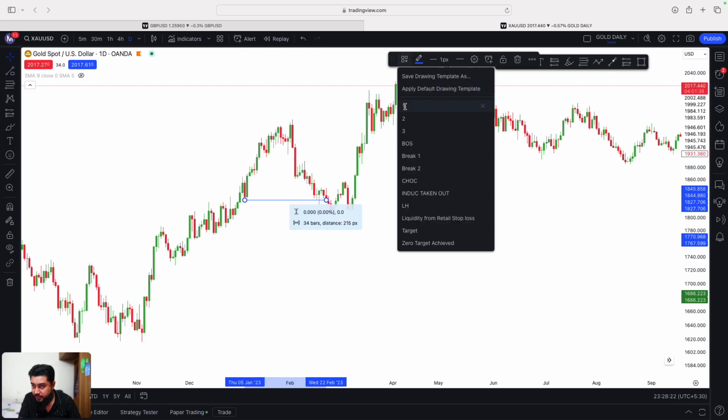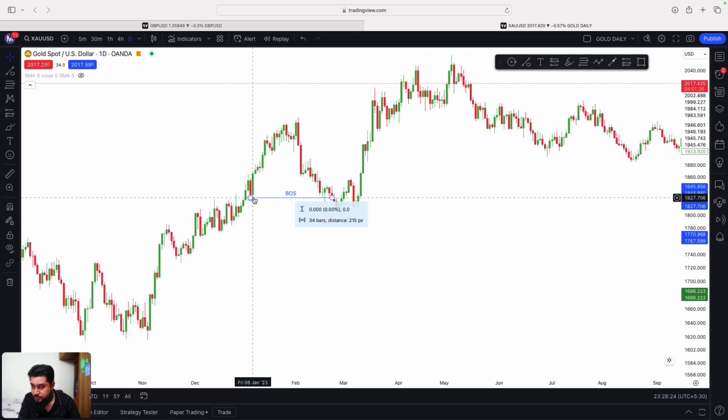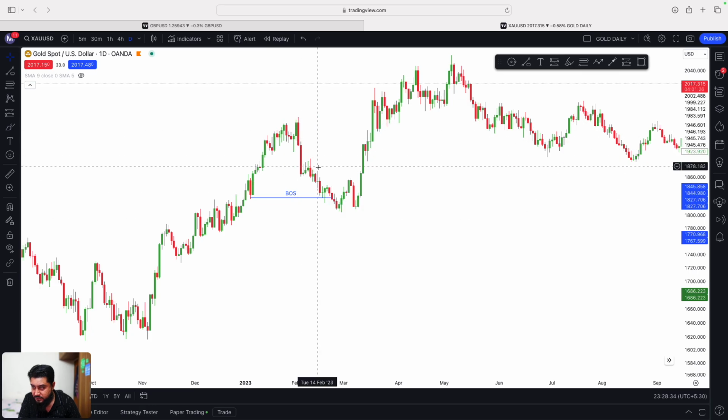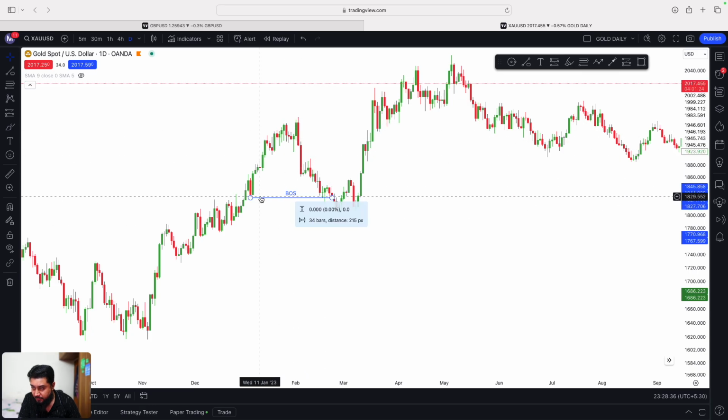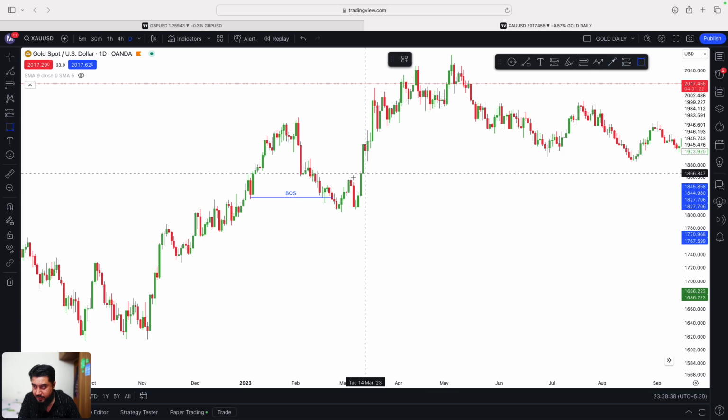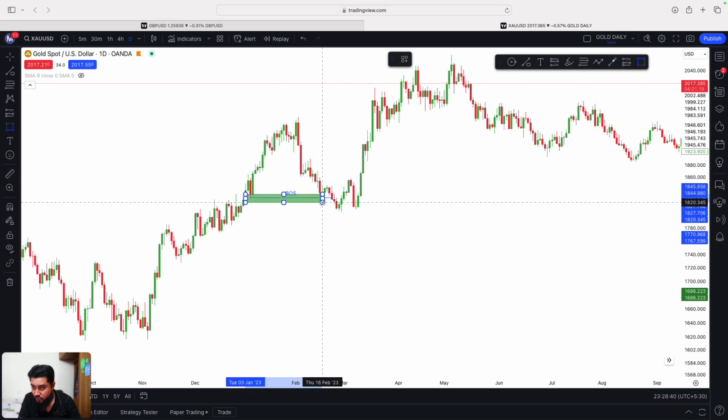So this is break of structure. Okay, so this is the pullback, right? See, this is where price took a small pullback, right? And then when price came back, which, as I said, retail traders would consider as a strong buy area, right?